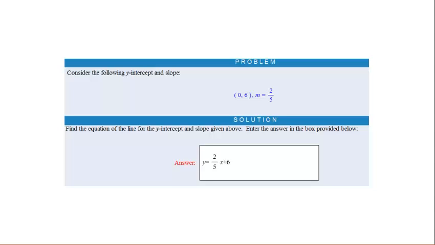Okay, in this one, we are simply taking the information given and putting it into the y equals mx plus b form. Once again, they give us the slope and they give us a point, which we happen to recognize that the x is 0, so the y value is the y-intercept. We have 0, 6 for the y-intercept, and we literally just rewrite it as y equals 2/5 x plus 6.